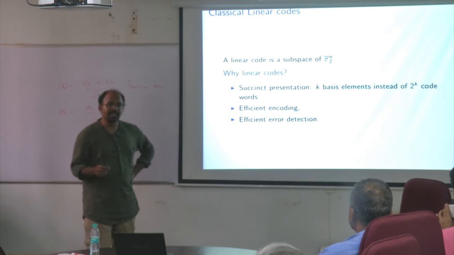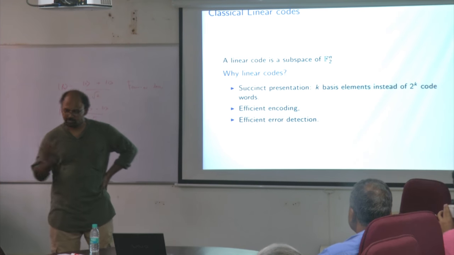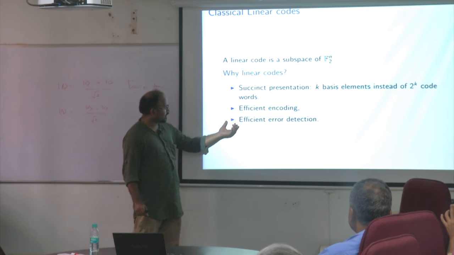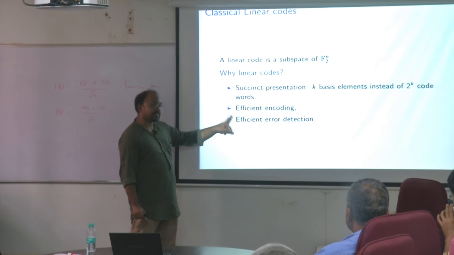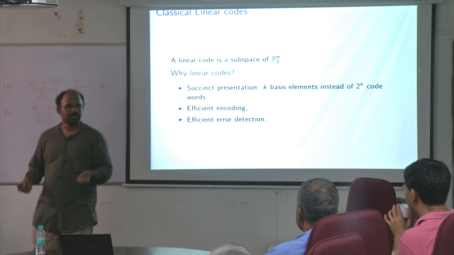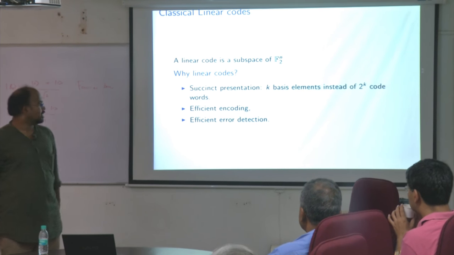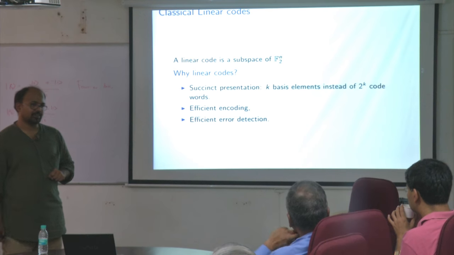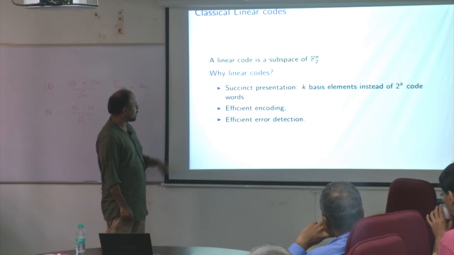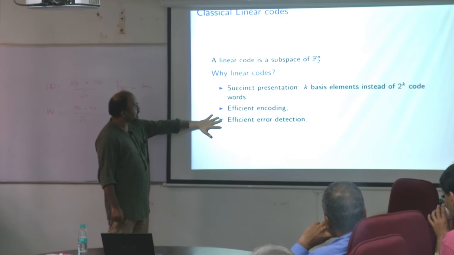And you have an efficient error detection algorithm. Of course, in general, error correction is hard. But error detection is easy because this is a linear subspace. It's described by a set of linear equations. So you can just check whether the received word satisfies the linear equations. And that is very easy. So error detection is efficient.